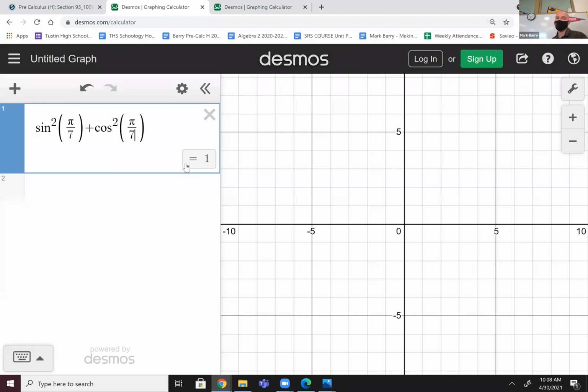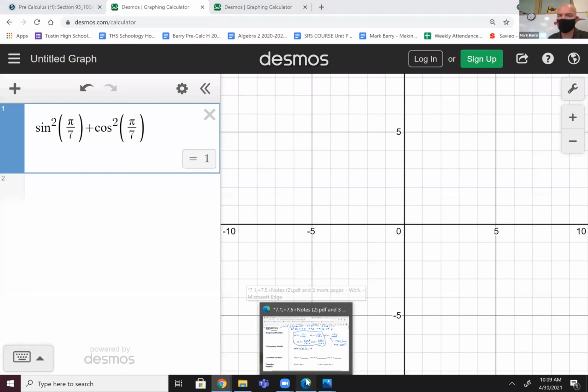But if you do have sine squared of an angle plus cosine squared of that same angle, it's always going to equal 1, okay? So that is our Pythagorean identity there.